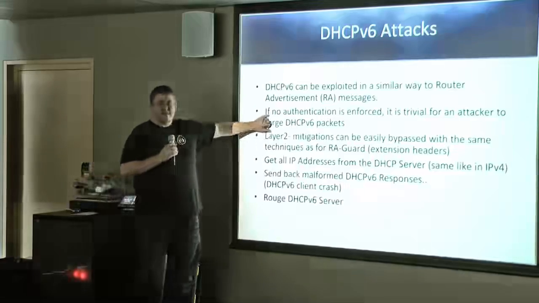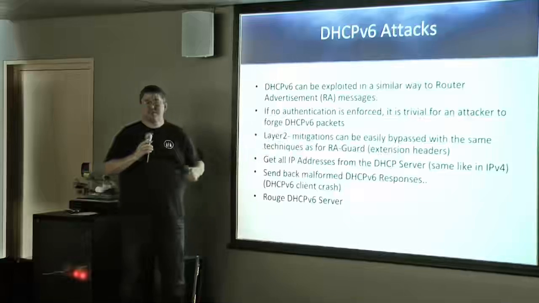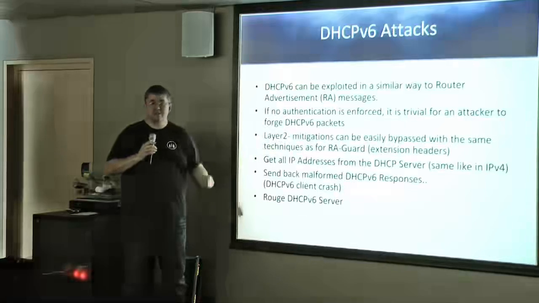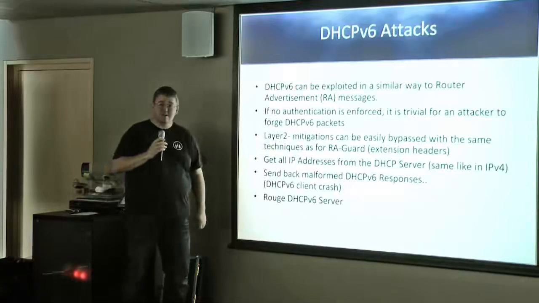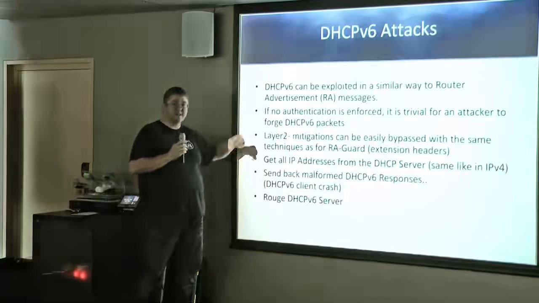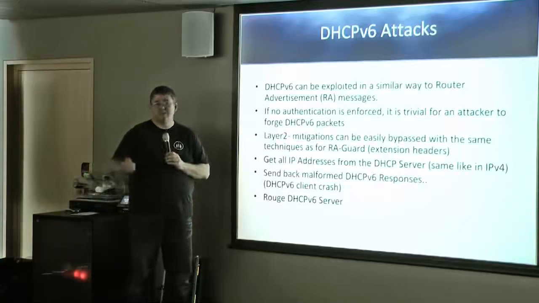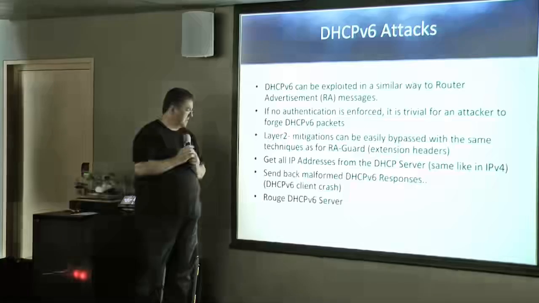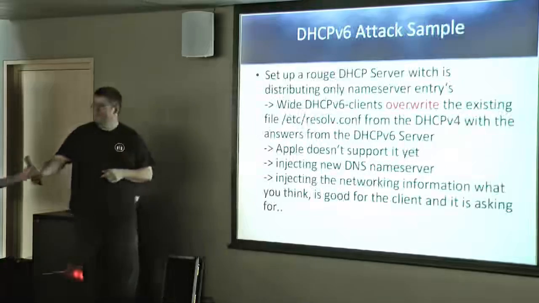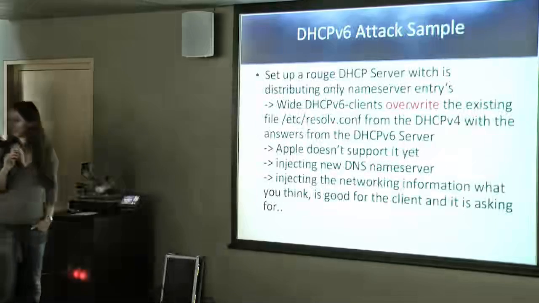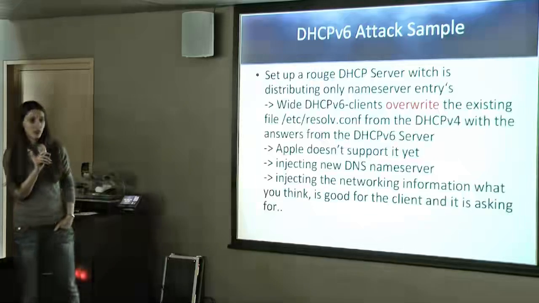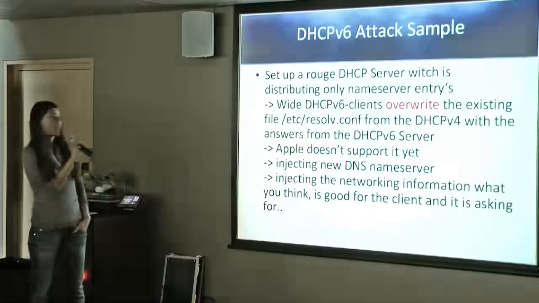In the old IPv4 environment, there are mechanisms on the switch so that nobody can send out DHCP server replies, if it's configured. But normally they don't work for IPv6. And if they are enabled, there are some ways with the extension header that you can bypass this. So what we are going to do is a little test with a DHCP version 6 attack example.